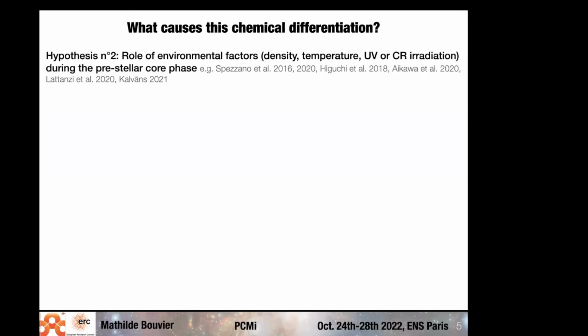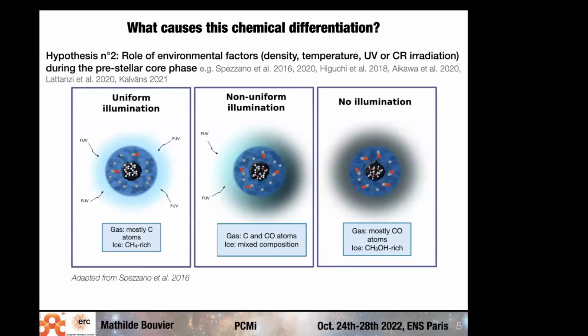The second hypothesis is the role of environmental factors, so the variation of density, temperature, and illumination or irradiation during the prestellar core phase. I show here an example in terms of different illumination. So in the case of uniform illumination, the photons are going to break the CO molecule. So again, we have only the carbon atom that will freeze out onto the surface of the grains, leading to the methane-rich ice.